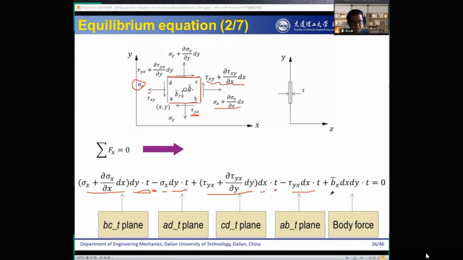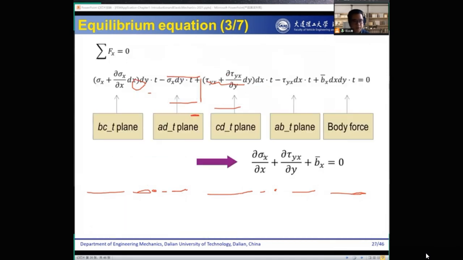Then we have the body force. Then we sum all of them together. They should equal 0. So we have the first equilibrium equation: all the forces in the x direction should be 0.